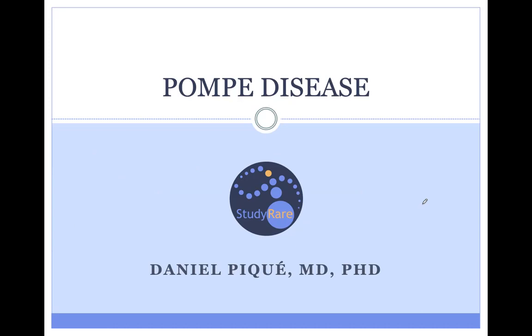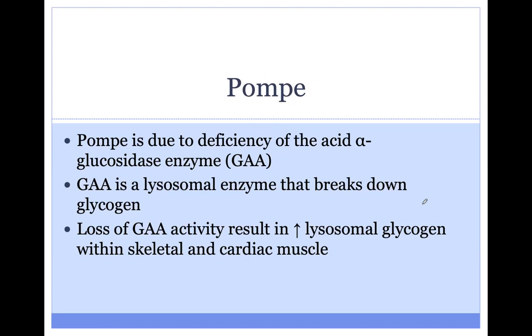Today we'll be talking about Pompe disease. Pompe is due to deficiency of an enzyme called acid alpha-glucosidase, or GAA for short. So GAA is a lysosomal enzyme that breaks down glycogen. So what is glycogen? It's a storage molecule for glucose. So it essentially helps us store glucose when we can't take it in via the diet.